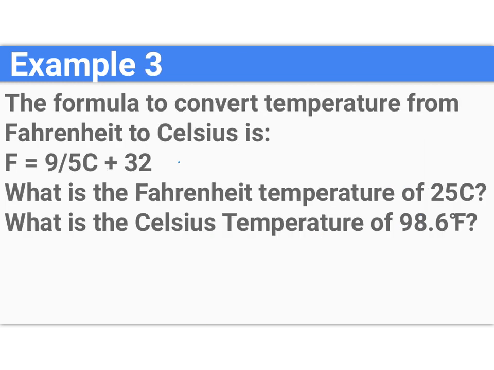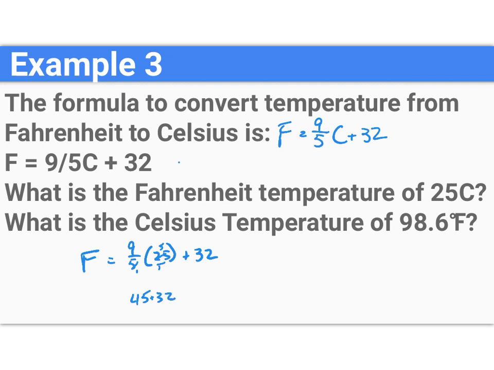Okay, so our final example. Fahrenheit equals 9/5 Celsius plus 32. So what is the Fahrenheit temperature of 25°C? So basically we stick 25 in for C, and when we substitute, we use our parentheses. So we cross multiply. 9 times 5 is 45, plus 32 gives us 77 as Fahrenheit.